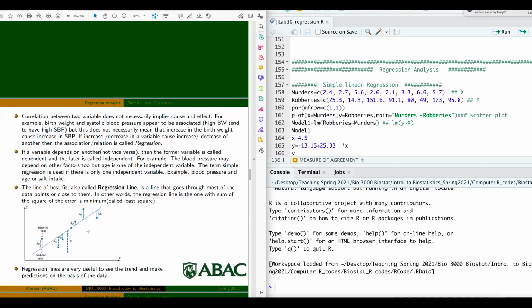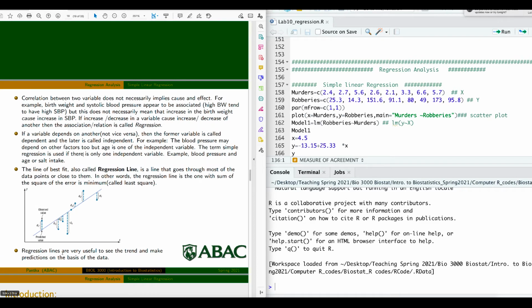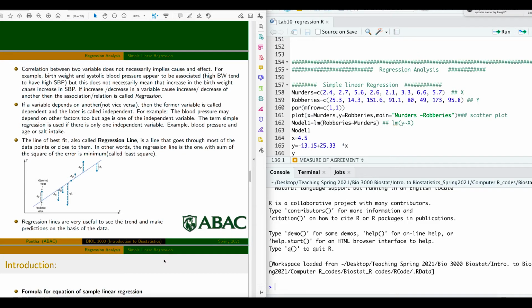So you see that the regression line is the one that has the smallest error. Sum of the square error is smallest. Okay, minimum error. Meaning that if you draw this line below those or above those, then the error will be bigger because those lines will be further away from most of those points. So the best fit line or the regression line goes through most of those points. That's why the sum of the square of the error is minimum on that line. Regression lines are very useful to see the trend and make predictions on the basis of the data.